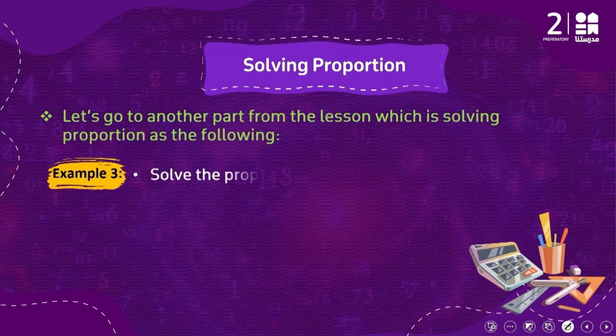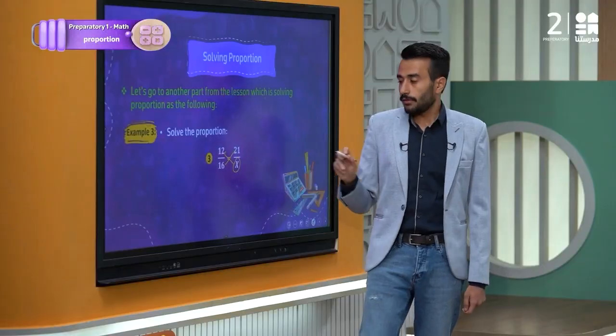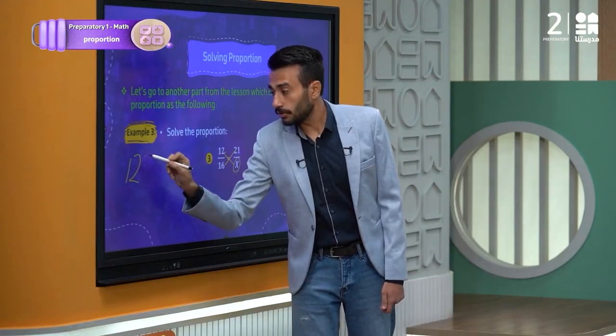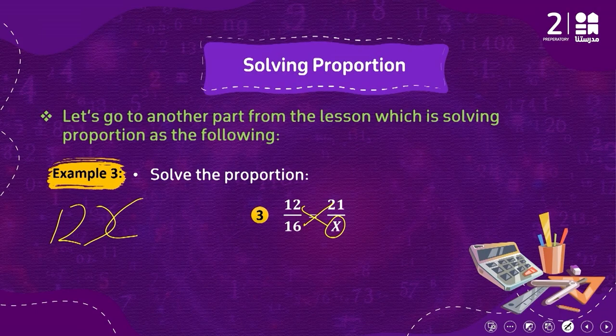Let's solve this question. Now we have this proportion. The question said it's a proportion already. Let's find x. Let's find this unknown. When we see a question like this one, you can use for sure cross multiplication. Now we have 12 times x, which is written as 12x directly without the multiplication sign, equal to 21 by 16. You can use the calculator. It will be 336.